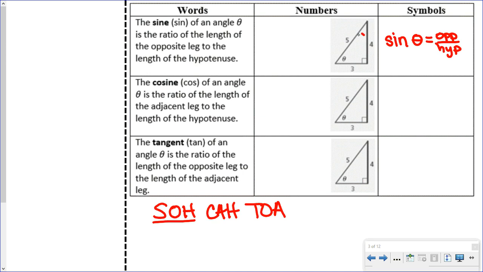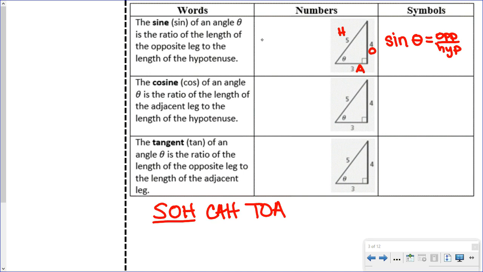This is the same picture for all of these. So with respect to theta, this 4 is the opposite leg. This 3 is the adjacent leg, because the legs are the two sides touching the right angle. And the 5 is the hypotenuse. The hypotenuse is always across from the 90-degree angle, and it's always the longest side.